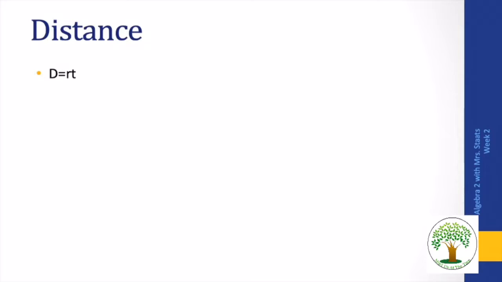R stands for rate. You can put this in your notes if you'd like. Rate, that's like how fast. That could be in miles per hour. That could be kilometers per hour. Usually it's going to be in hours, but it could be meters per second. It's rate, okay? T stands for time.